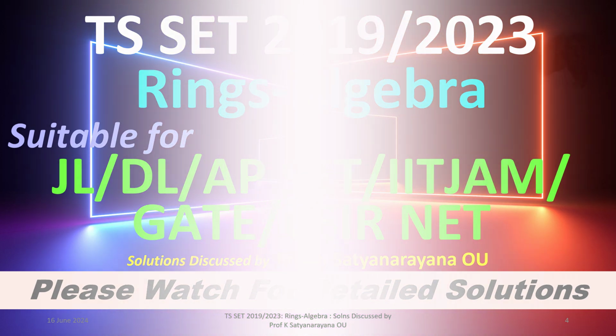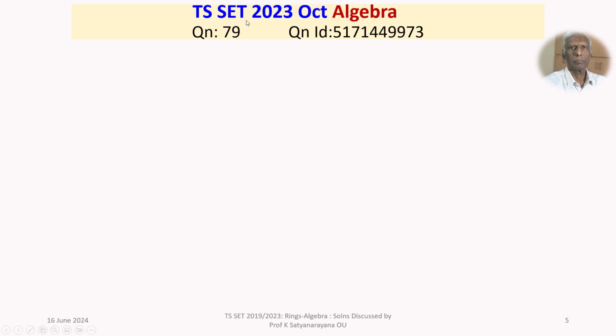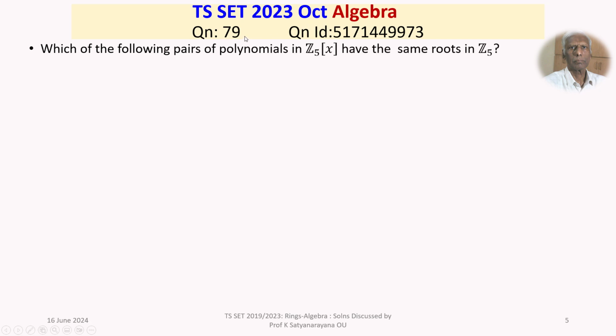Right, let's now get into the very first question that has appeared in the TS SET 2023 October examination. The question number is 79 and it bears this question ID. And to solve this problem, you don't need any deep results of ring theory, but if you have the general knowledge of rings, that is sufficient.